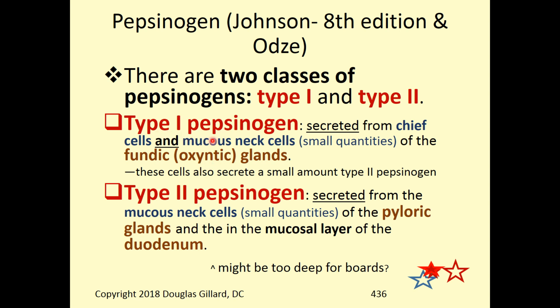Type 1 pepsinogen is mainly secreted from chief cells, but the mucous neck cells that live in the oxyntic gland and the fundic region of the stomach can also make a little pepsinogen 1. Pepsinogen 2 is made not by neck cells in the fundic mucosa, but by neck cells in the pyloric glands, so in the pyloric region of the stomach. So type 2 goes further down, more distally, I guess that's how I remember it, in the pyloric glands in the mucosal layer of the duodenum.